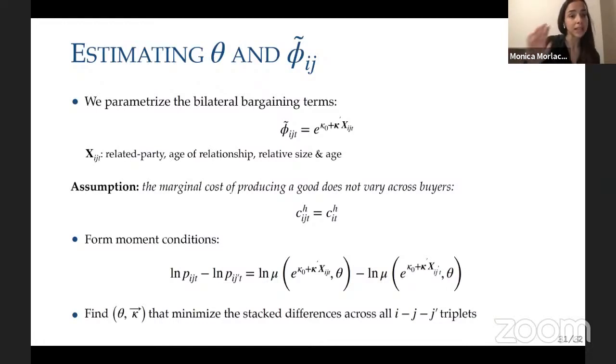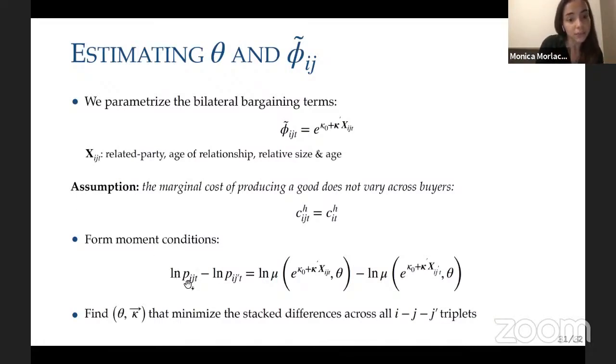Given this functional form restriction, we then assume that the marginal cost of producing a good does not vary across buyers. So again, this rules out that there are quality differences across buyers within a given seller and product. And in particular, what this allows us to do is to interpret differences in prices across buyers within a given seller and product as differences in markups, effectively. And this is what we're going to use to form a moment condition.